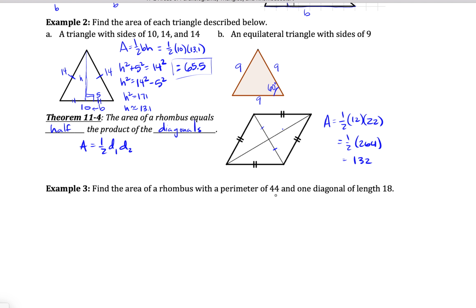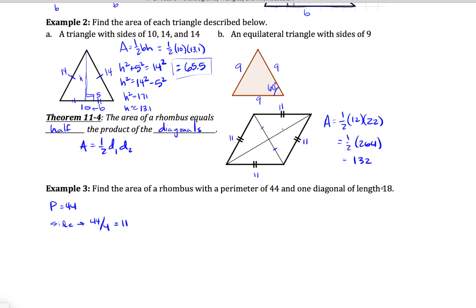It says it has a perimeter of 44. Now, perimeter is all the sides added together, right? And there's 4 sides of a rhombus that are all the same. So if that perimeter is 44, then one side of that rhombus would be 44 divided by 4, which is 11. So I know that each of these sides would be 11.